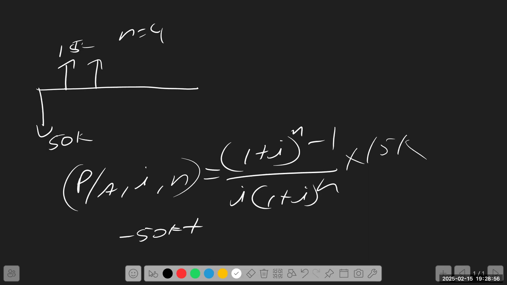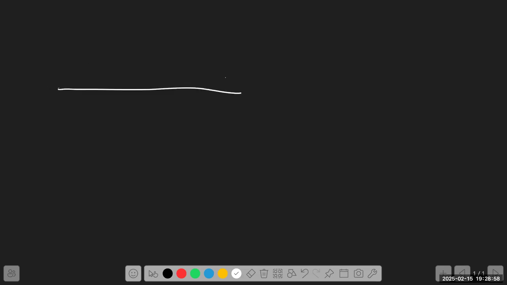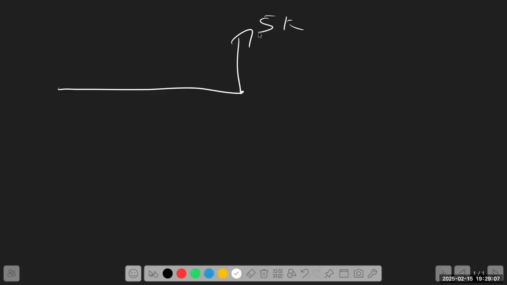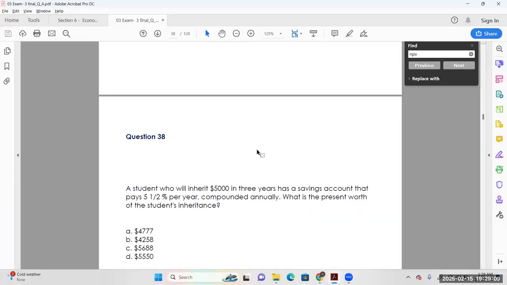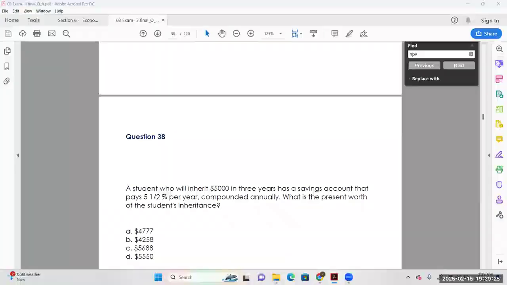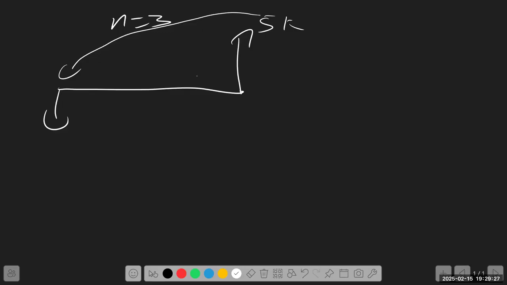So he will inherit 5,000 in 3 years. So n equals 3. Yeah, n is equal to 3. So what is the present value of this? To bring this one to here, no? Yes, I will use my finance calculator.